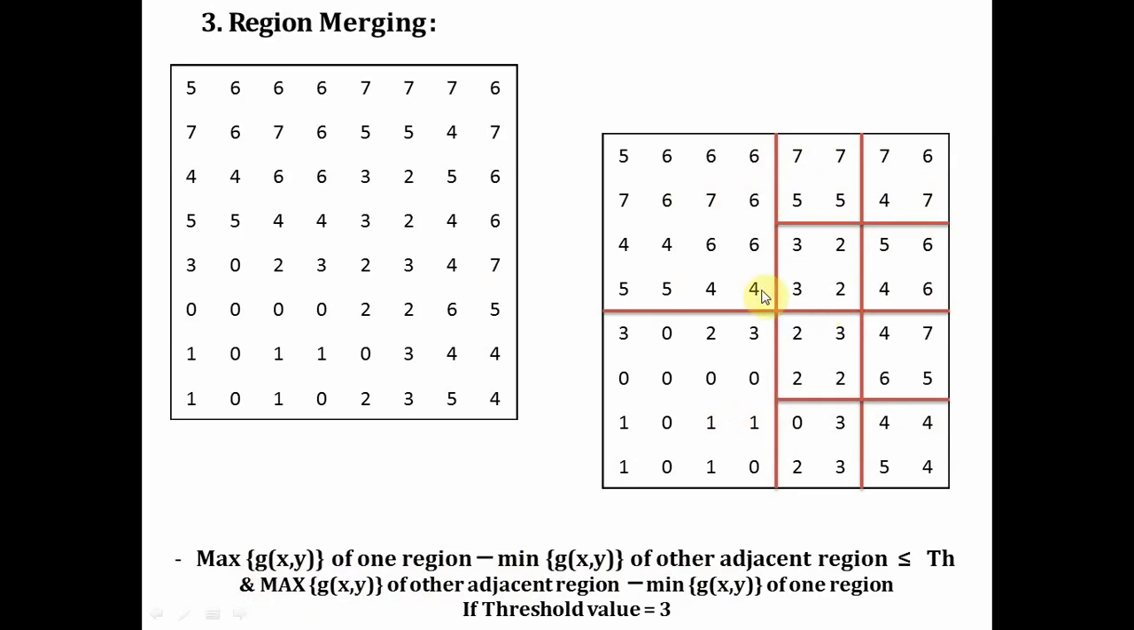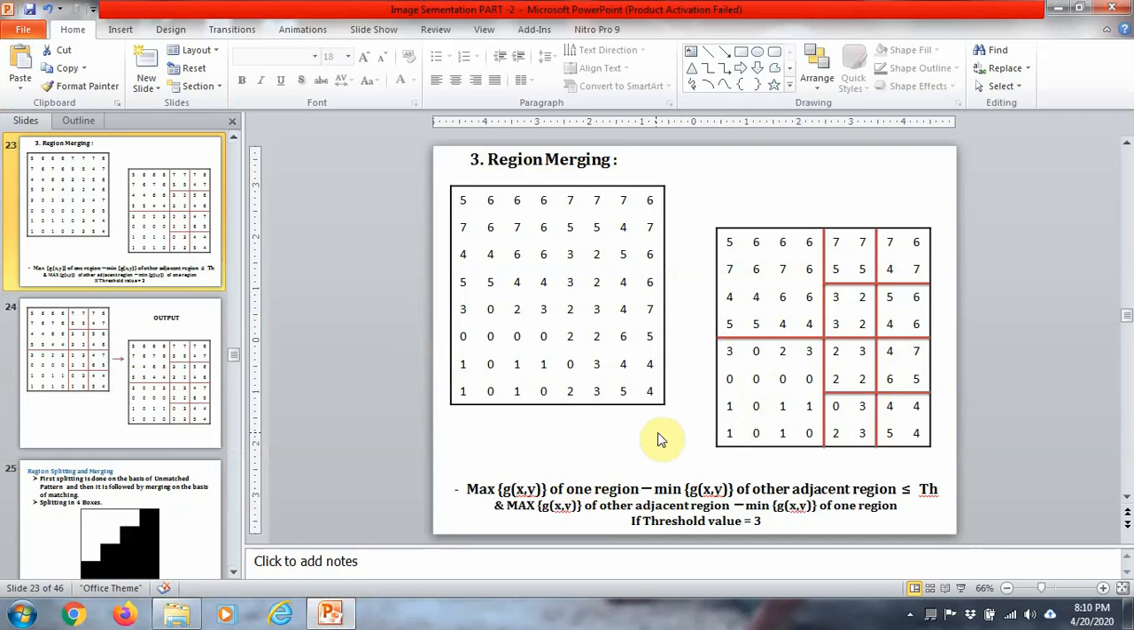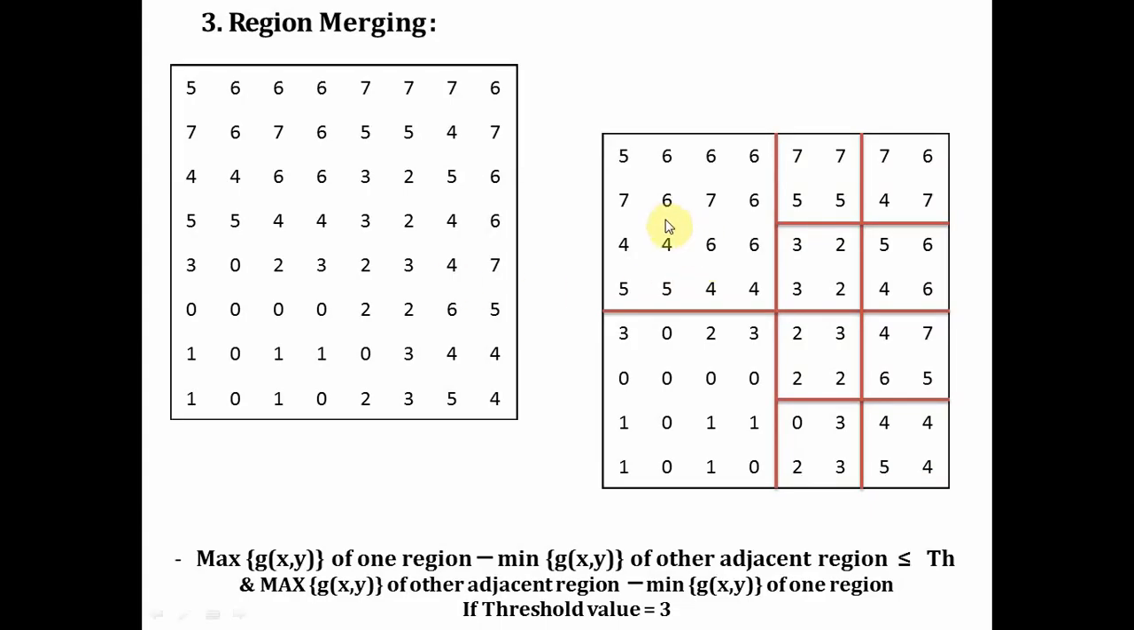Now how to do it? Suppose, if I consider this, what is the threshold value? The threshold value is 3. You need to satisfy the condition. Means if you consider the maximum pixel of this region and this region for the condition, if you select the maximum pixel from this region minus the minimum pixel from this region, if you are able to satisfy the condition in that, you will open the region.